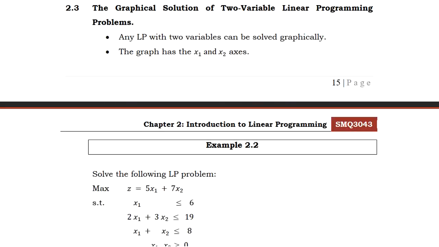Okay, as mentioned before, for this chapter, you should know how to formulate an LP problem and also solve a two-variable LP problem by using the graphical solution method. So the graphical solution method of two-variable LP problems. Any LP with two variables can be solved graphically, and the graph has the x1 and x2 axis. Look at example 2.2. Solve the following LP problem.